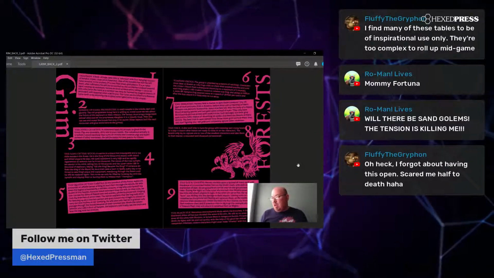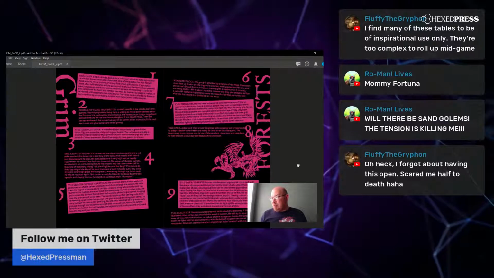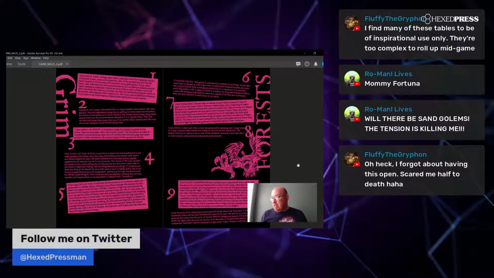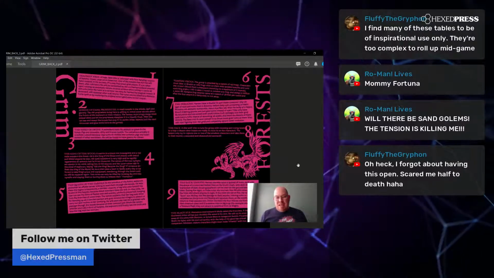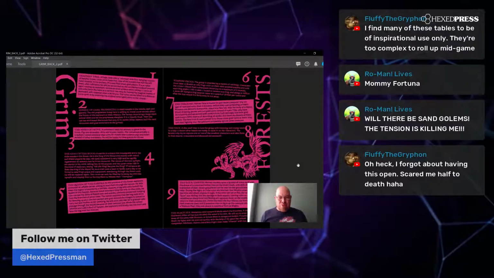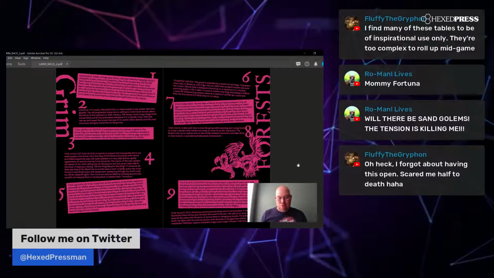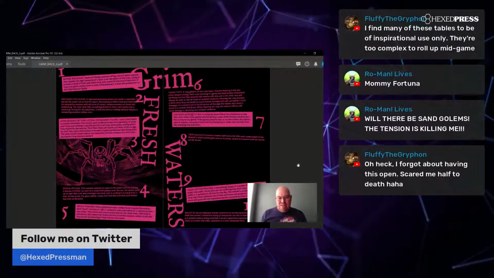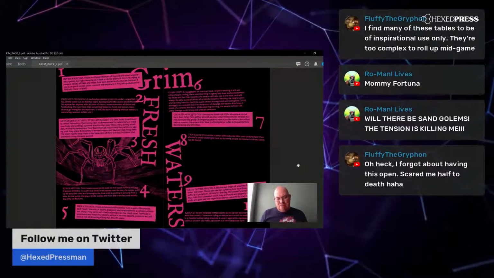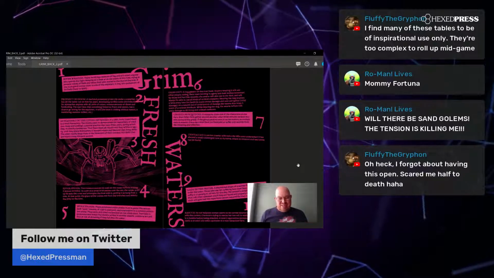Fluffy the Griffin says, I find many of these tables to be of inspirational use only. They're too complex to roll up mid-game. Yes, I would probably agree with that. These are ones I would say that, yes, so far, and there's no reason for me to think at this point that they're going to suddenly change, as they are definitely nice for inspiration.